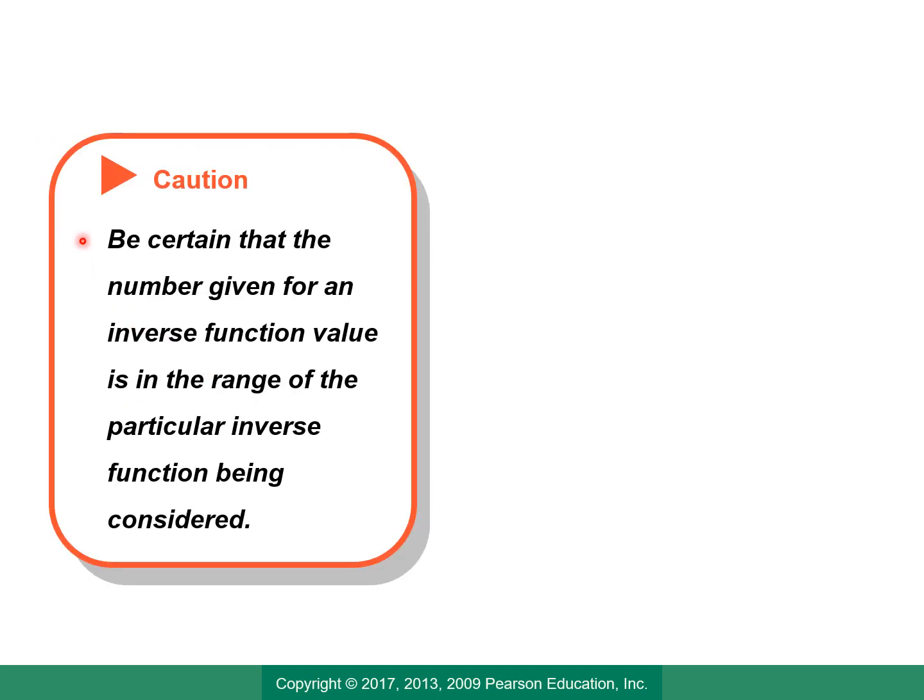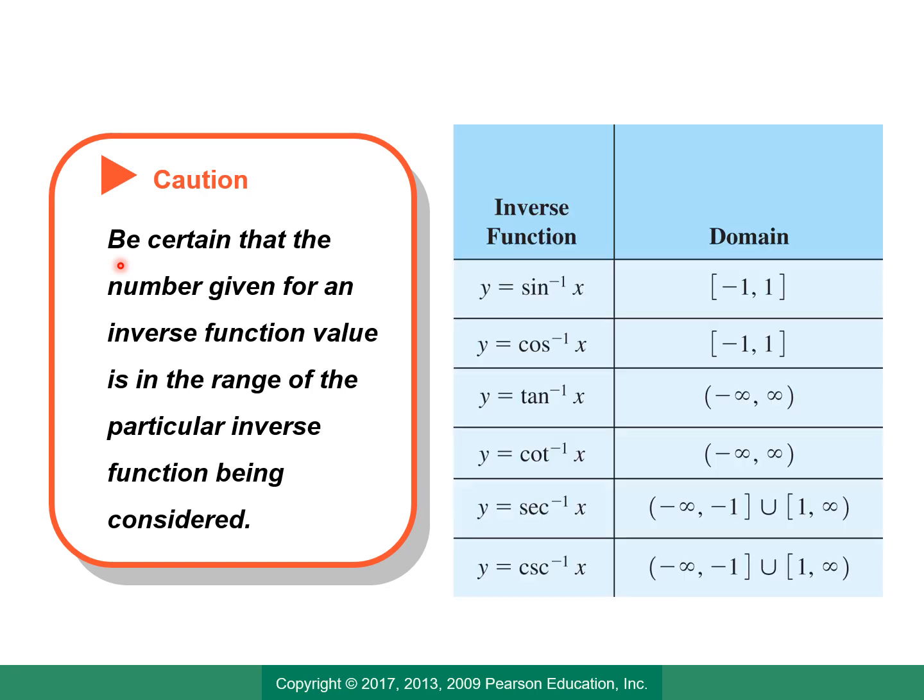All right, so just a quick note about the times that you might get an error. Be certain that the number given for an inverse function value is in the range of the particular inverse function being considered. Our inverse function values, the domain, the numbers we can plug in, were the original range for the original functions. So the sine function never gave you values less than negative 1 or greater than 1. So when you plug in something outside of this domain into the inverse function, you're not going to get an answer. You're going to get an error.